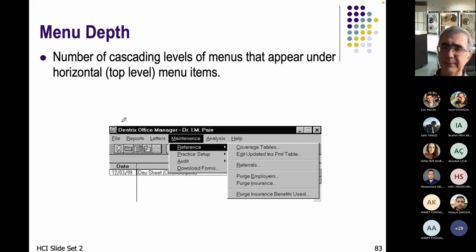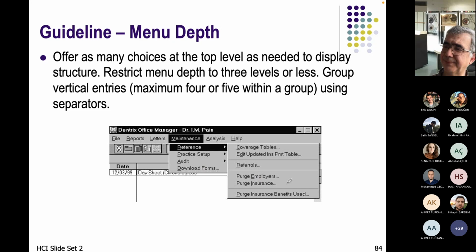Depth of menu. So this is, for example, 2 levels. This is level 1, then this is level 2. Menu level should be maximum 3. Restrict menu level to 3 levels or less. Group vertical entries, 4 or 5 within the group, maximum 7. So these are dividers. Okay, these are dividers.